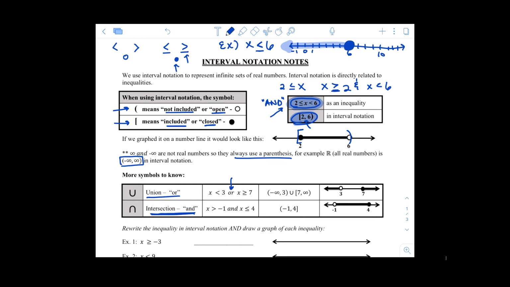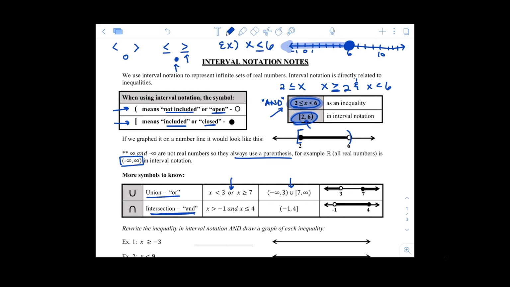This is denoted by a U, a math symbol for union. And this is when you can have this or that. So if the shaded region of all these number lines is trying to communicate what x actually can be, in an or, it doesn't have to satisfy both arguments. It only has to satisfy one.